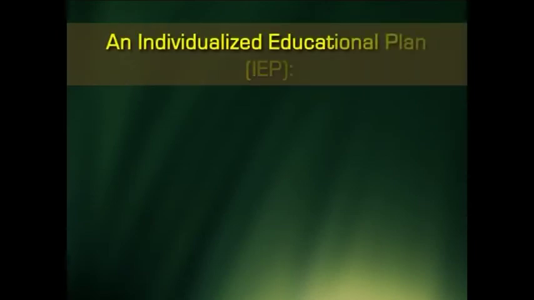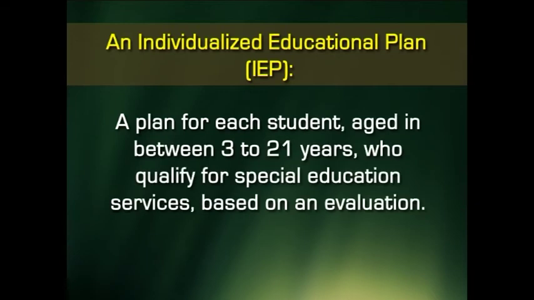An individualized education plan can be defined as a plan for each student aged between 3 to 21 years who qualify for special education services based on an evaluation. All individualized education plans are outcome-oriented, giving assurance that the student will benefit from special education and have real opportunities, full participation, independent living, and economic self-sufficiency.